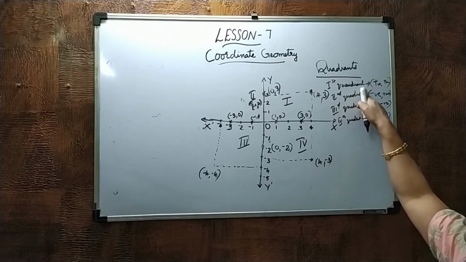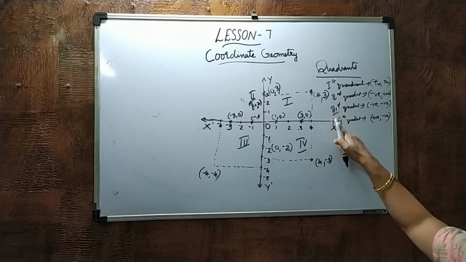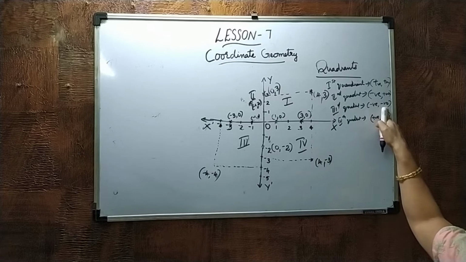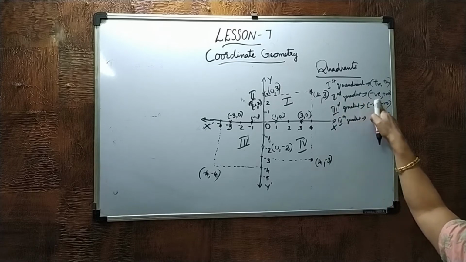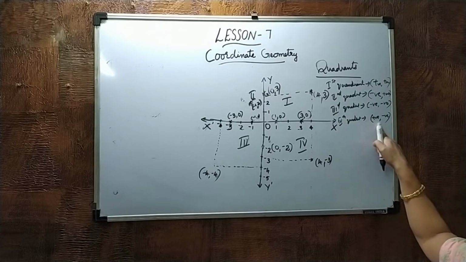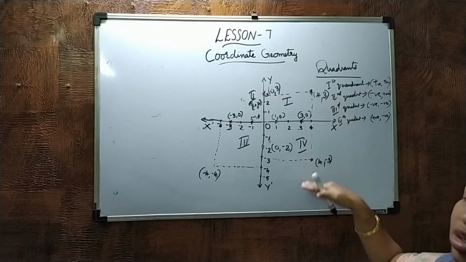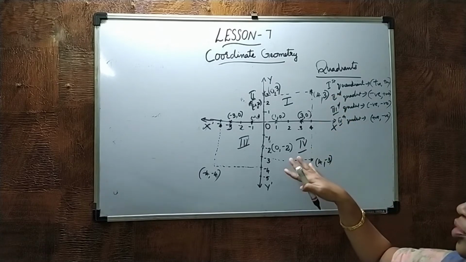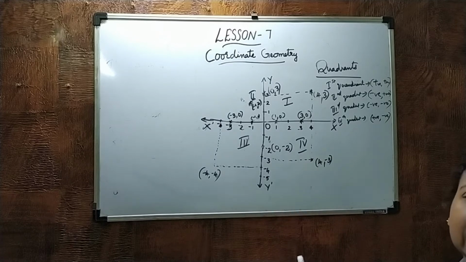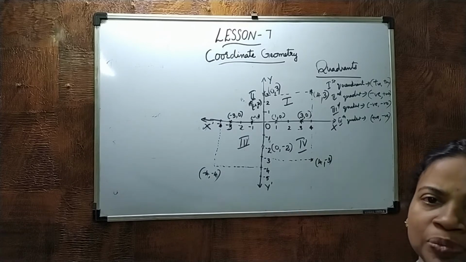So in the first quadrant both are positive, and in the third quadrant both are negative. Second quadrant is negative, positive; fourth quadrant is positive, negative. These are things you have to remember, and these are the main points in the 9th standard. Now we will learn the 10th standard portions.